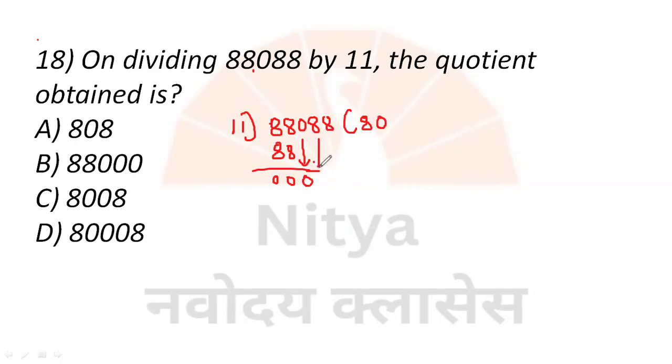Again, we have to take the 8, and 8 is also smaller than 11. So again we have to put the 0 here and bring down 8. So 11 8s are 88. So the quotient will be 8008. So option number C is the answer. Next one.